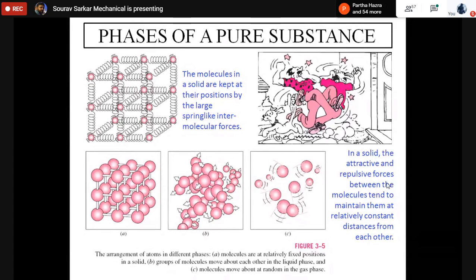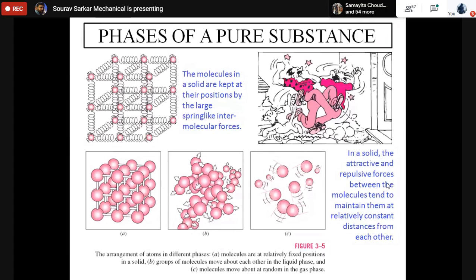And what is phase? The phase should have a fixed interface, like a fixed boundary. So we can look at the water level as the phase boundary. It is the boundary between two phases. So if suppose you can see that in a container, vapor, water and ice are present simultaneously, you can say this is a 3-phase system. 3 different phases are present.